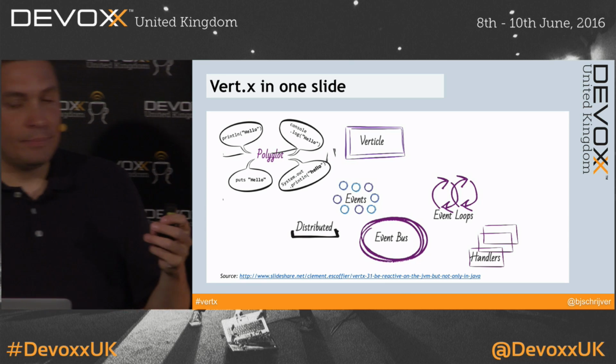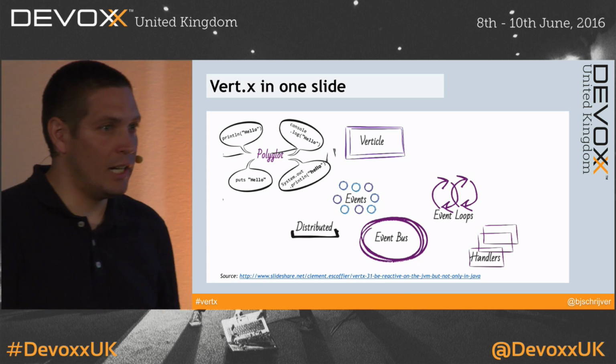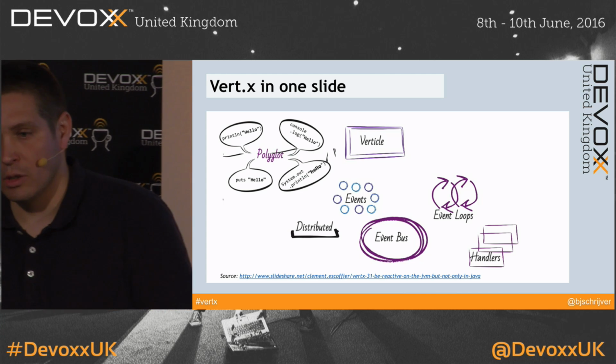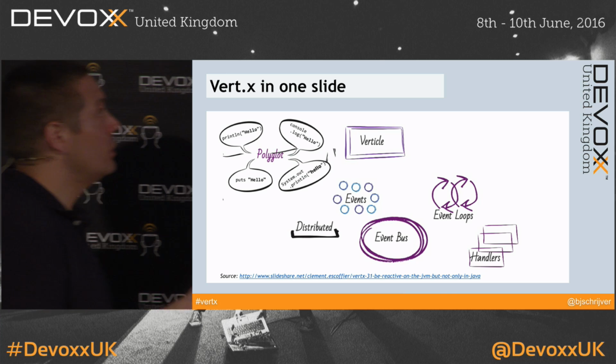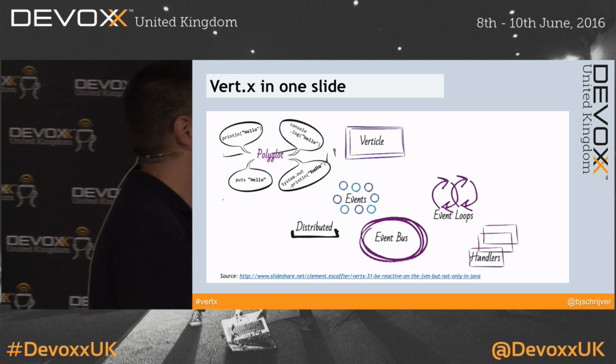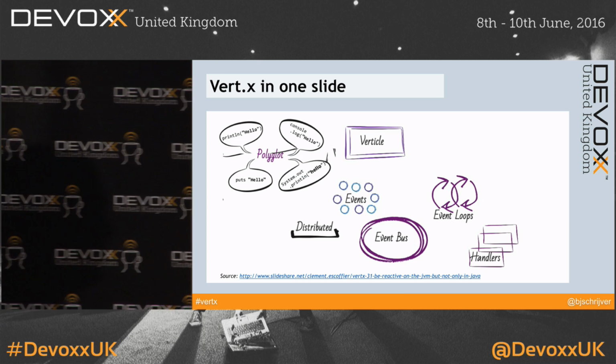So if you put this all together, this is actually a slide from the Vert.x team. I asked them if I could reuse this slide, and they said, of course, it's open source. So in the top left, you can see that it's polyglot, so you can build stuff using either JavaScript, Java, Scala, Groovy, Ruby, I think even PHP, and some other stuff.